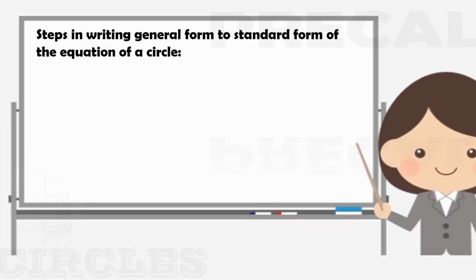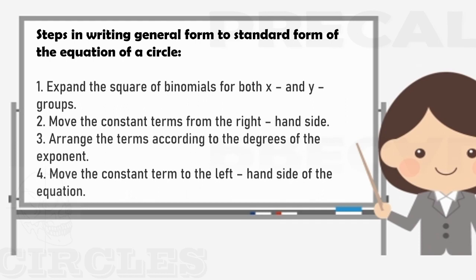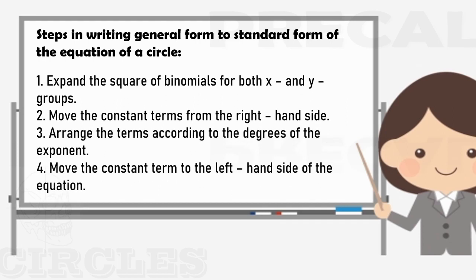So, steps in writing general form to standard form of the equation of a circle. So, dito ang given natin ay naka-standard form at i-convert natin siya pabalik sa kanyang general form. So, ito yung mga steps. First, expand the square binomials for both x and y groups. Second, move the constant terms from the right-hand side. Third, arrange the terms according to the degrees of the exponent. And then, the last, move the constant term to the left-hand side of the equation.